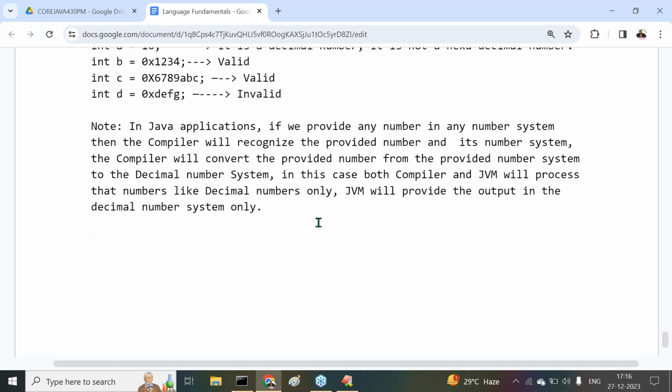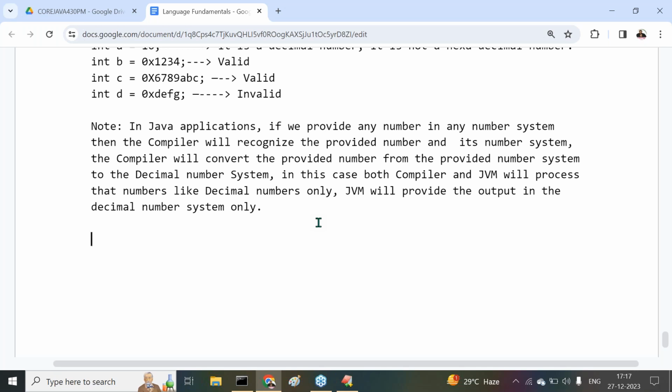So by understanding this note, what we are getting clarity on is that Java allows number systems only for the user's and developer's convenience. But the real processing is going on in the decimal number system only, not on any other number system. Only for user representation purposes are these number systems allowed inside Java. Sir, all of you are getting it or not?